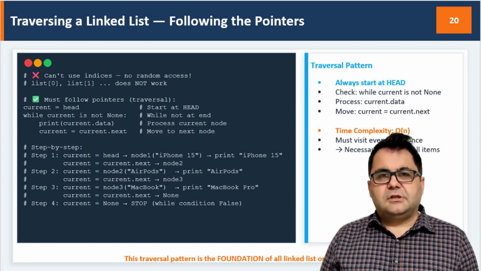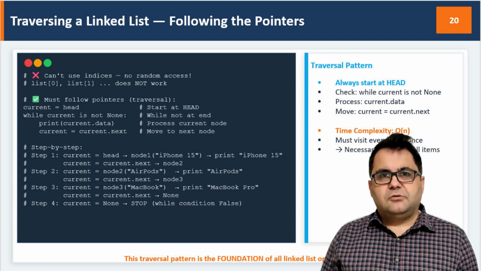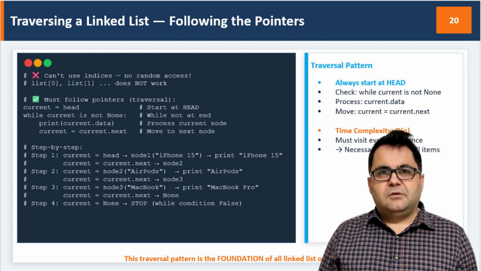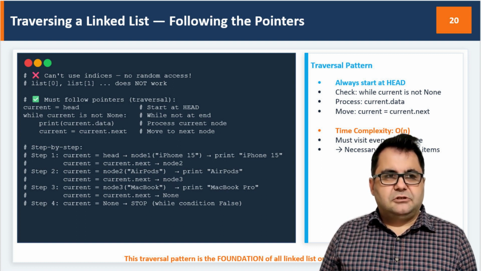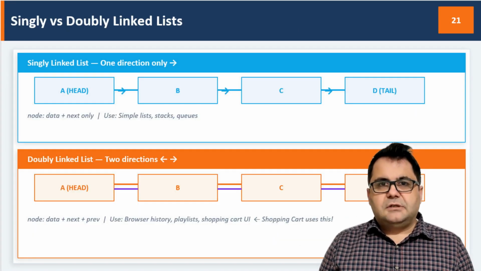Step 4. Current is None. The while loop condition fails. We stop. We've visited every node by following the pointer chain. This is traversal. There are two main types of linked lists.